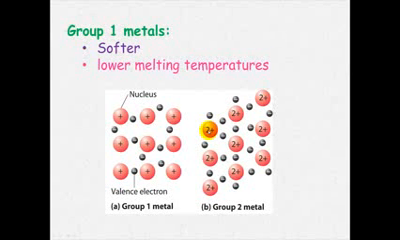This 2+ charge is a stronger positive charge, so it will be more strongly attracted to the electrons than the positive one charge will. So it makes sense that these have a higher melting temperature because they're held together with stronger forces. Group 1 metals will be softer because they're more flexible, because there's less of this electrostatic attraction occurring again.